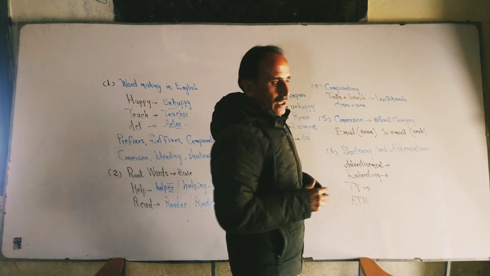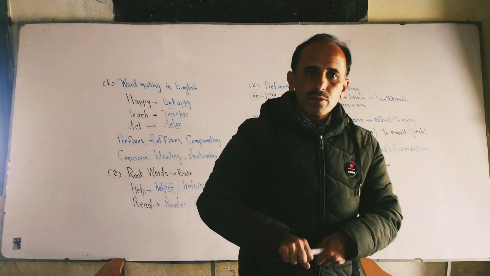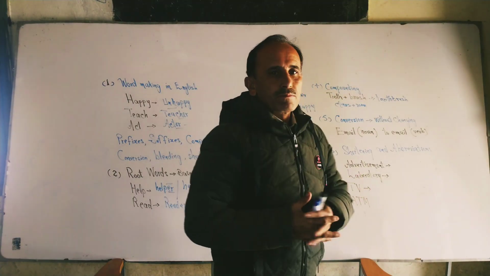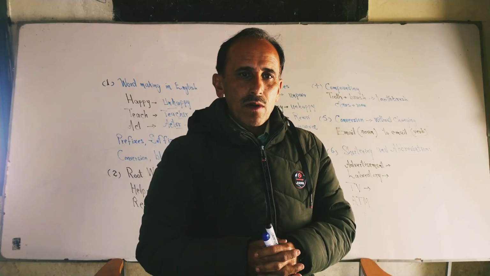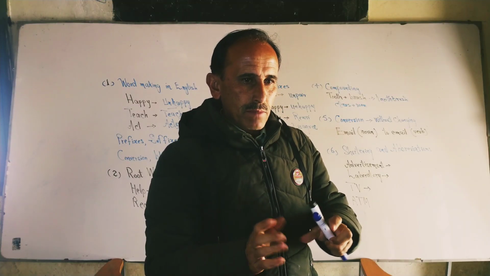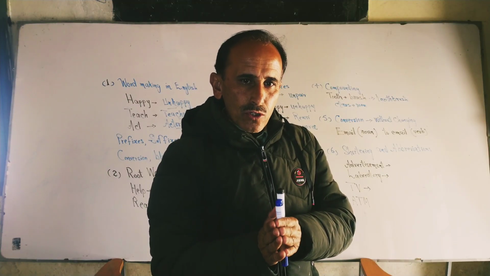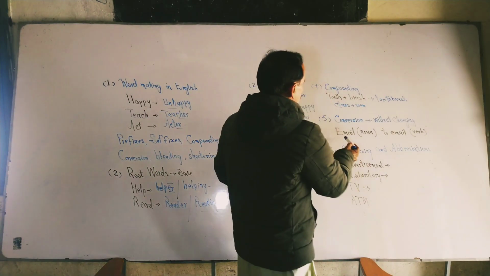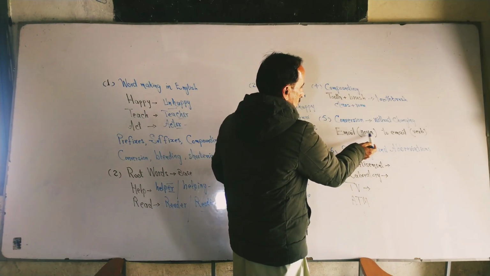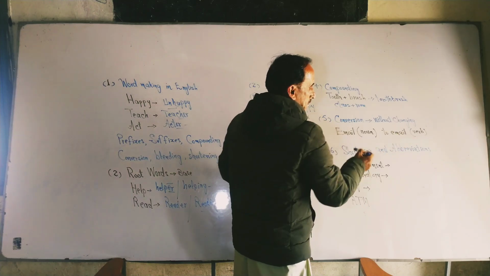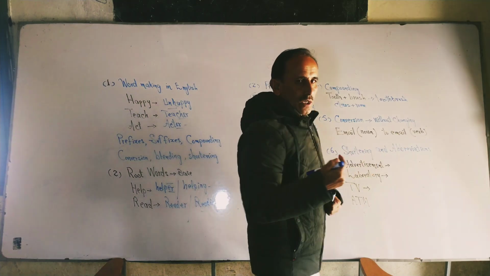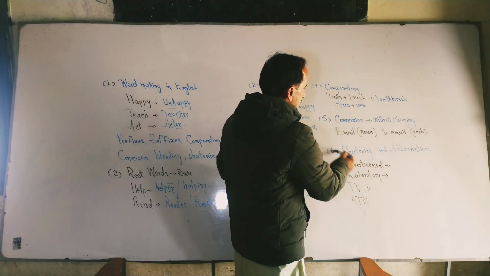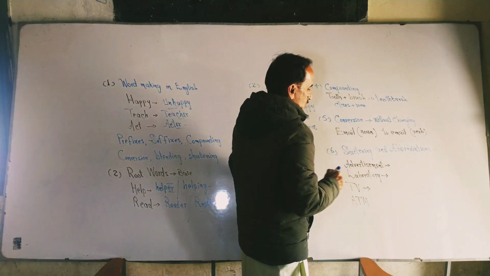Conversion. In conversion, we don't change the word from its original form, but we can use it as a different part of speech. For example, email, it is a noun. To email, it is a verb. Google is a noun. To Google is a verb.